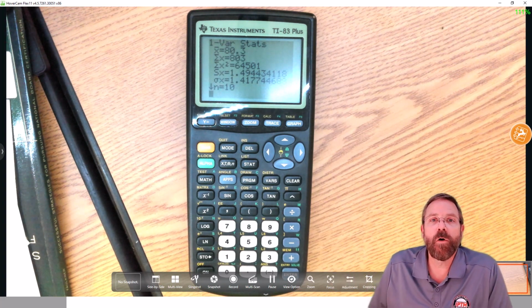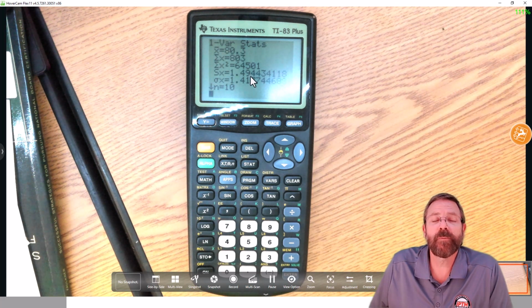You can see all that stuff is there. Right here, you see the x with a line over it. That is your mean, so your mean data value is going to be 80.3. And this Sx is equal to this number right here. That's going to be the standard deviation they gave us.